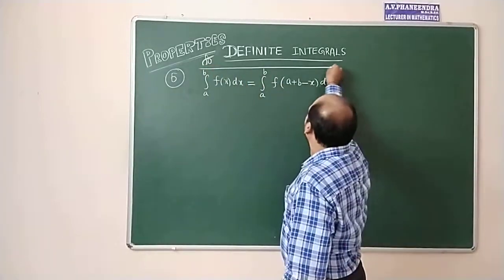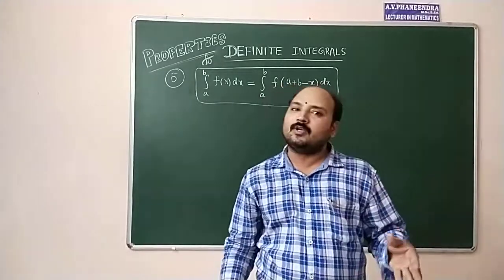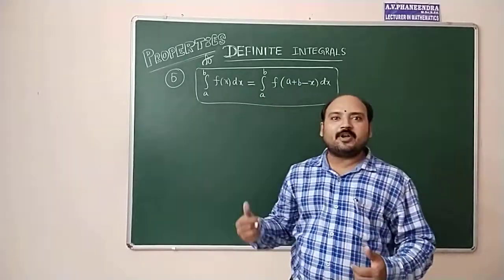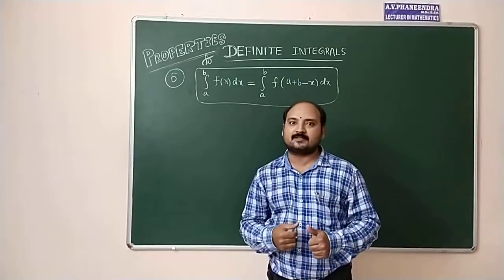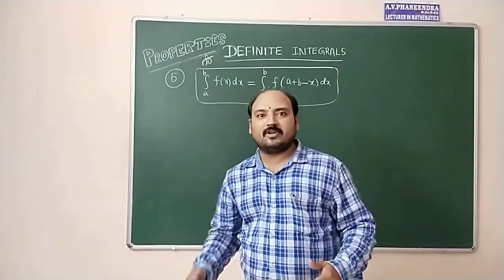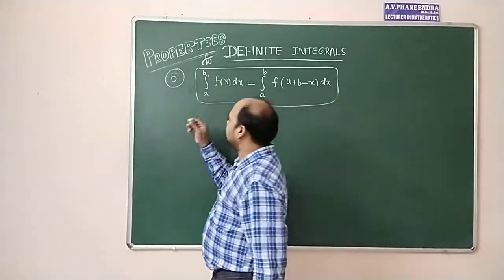This is a very important property. Properties number 5 and 6 are very important, either in regular board exams or competitive exams like JEE Mains, MHT-CET, VIT, or any other competitive exams related to mathematics. Let us have a discussion of the proof.